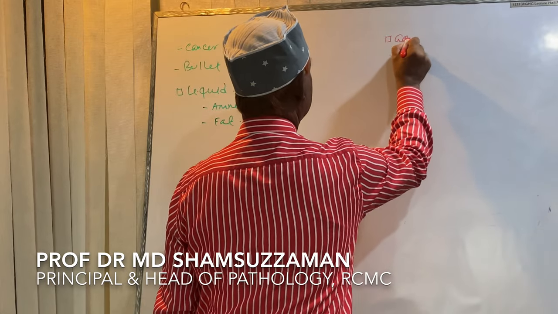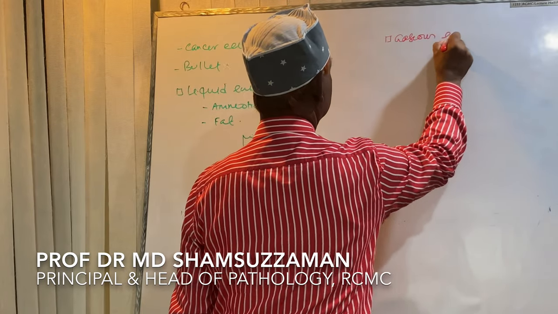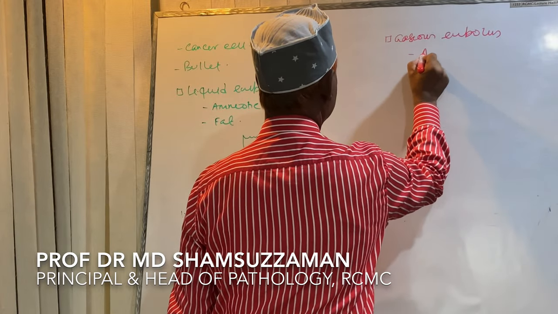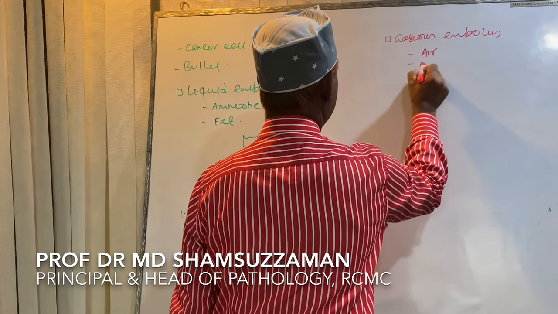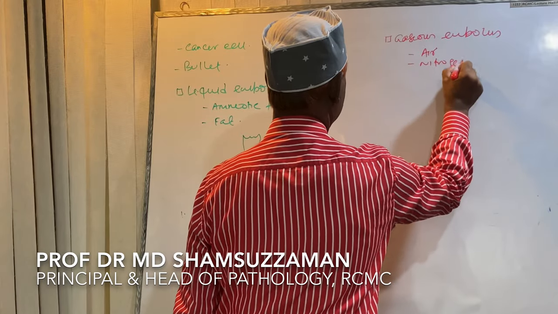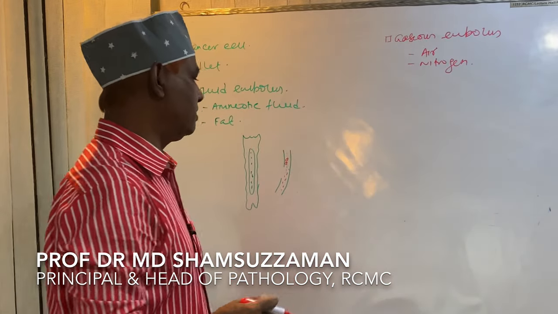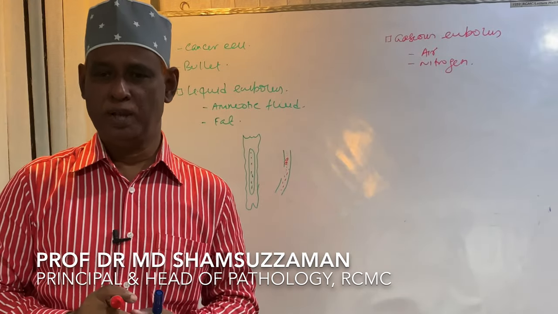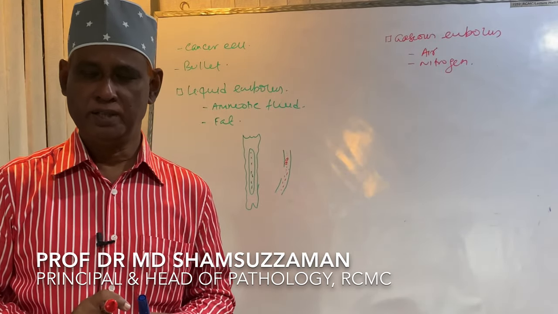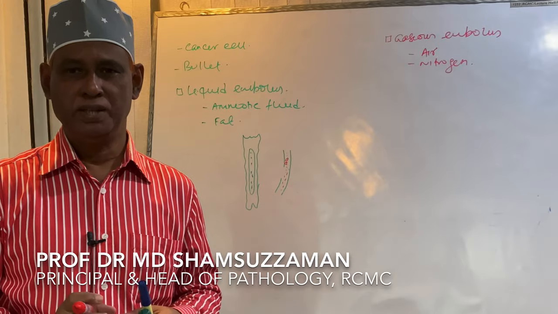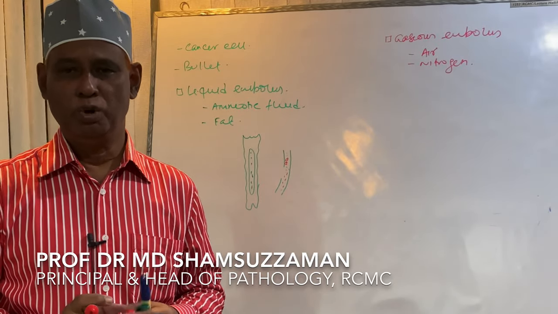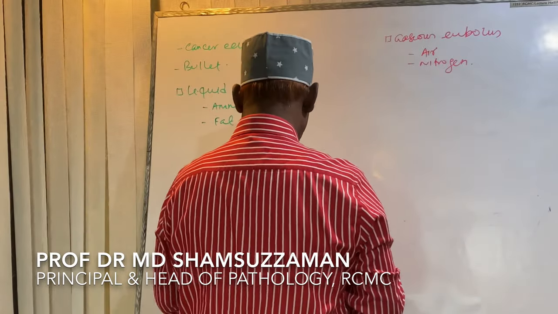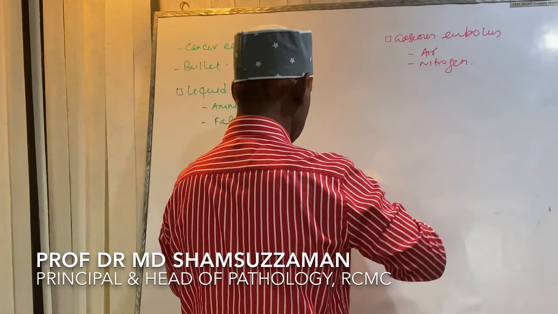Gaseous embolus. It may be air, it may be nitrogen. So these are the different types of embolus. Again, the most common embolus is the detached thrombus, that is thromboembolus, that leads to thromboembolism. Now come to types of embolism.